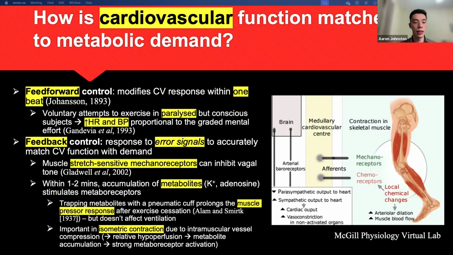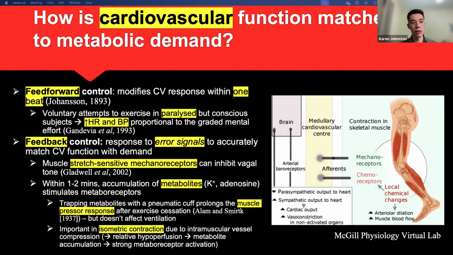So cardiovascular function, how is that then matched to metabolic demand in the context of exercise? Again, there are ideas of feed-forward control. Johansson proposed these in the 19th century. And evidence for this comes from Gandevia et al. in the 90s, which found that if subjects were paralyzed, using neuromuscular blockers, so very brave participants, but told to think about exercising or told to exercise essentially, but obviously physically they weren't exercising.